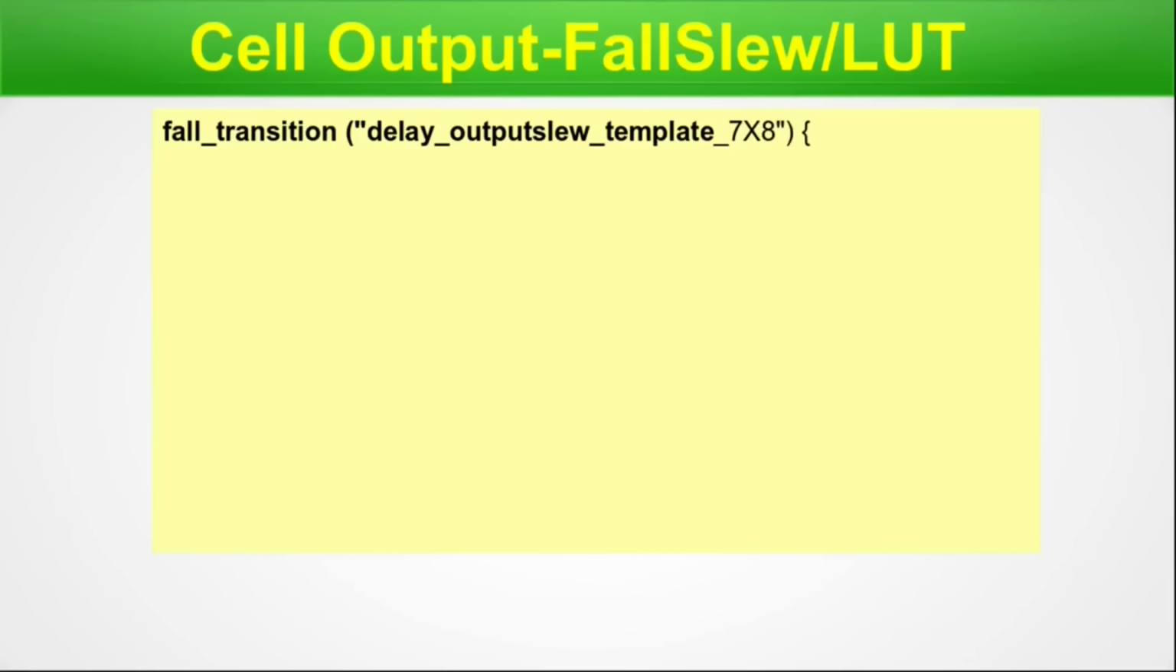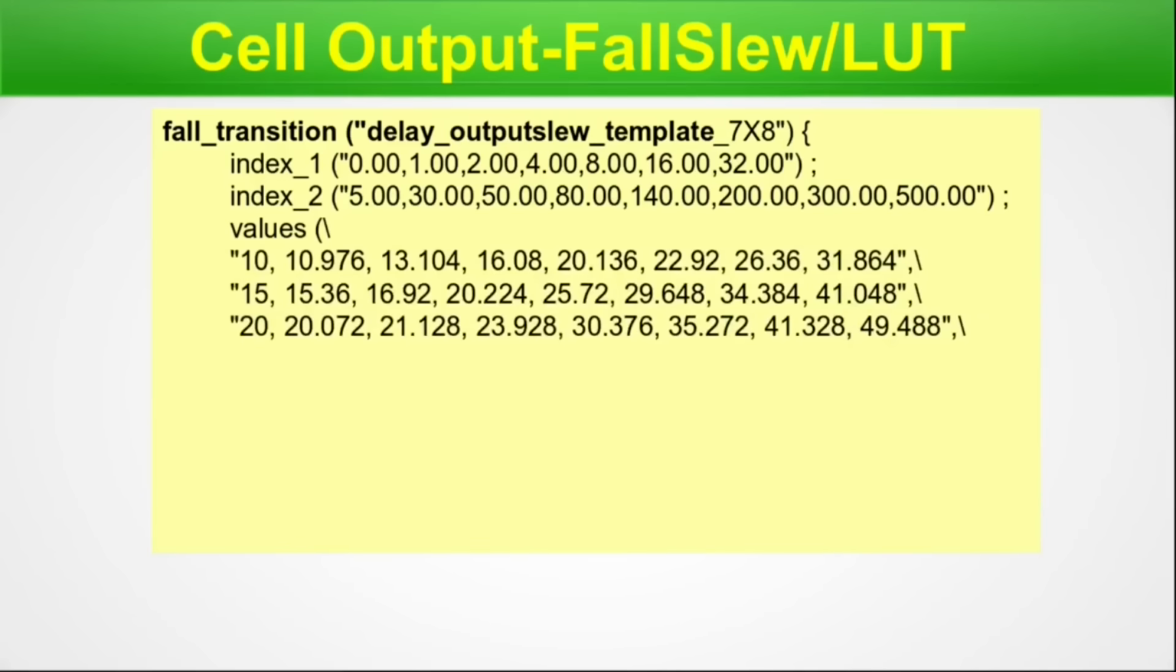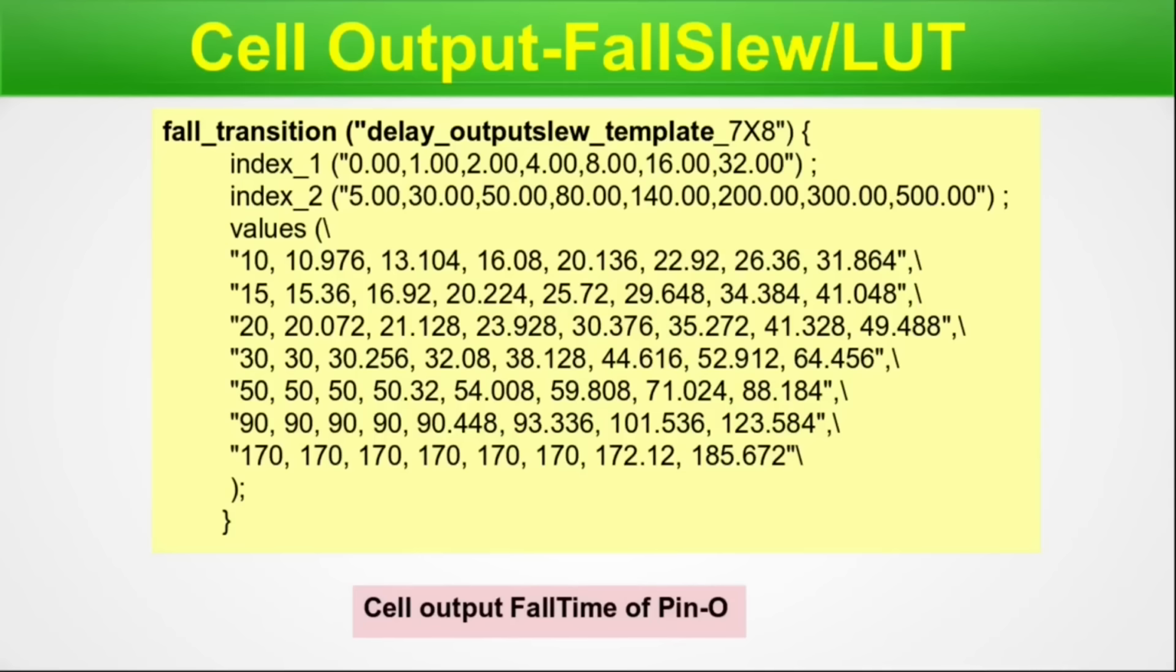Let's move on. Cell output fall slew, LUT. Fall transition, delay output table template 7 by 8. Now here goes our index 1 variation, index 2 variation. We start the table values, first row, and then we keep on adding the rows, and the corresponding columns are automatically added. And here we close the table, and here we close the fall transition block. Again emphasizing cell output fall time of pin O. We are done with this slide, so let's move on.